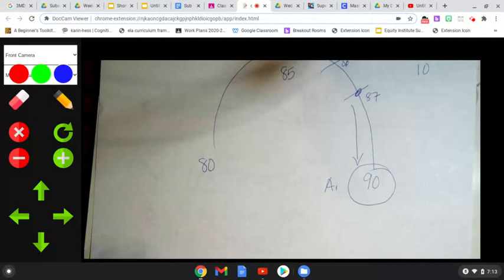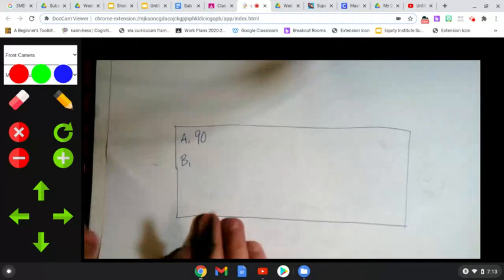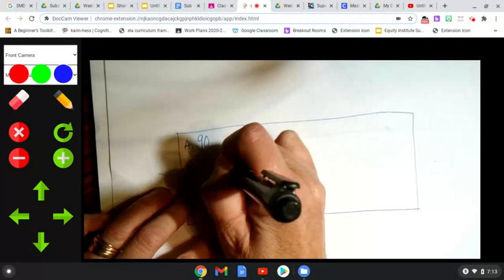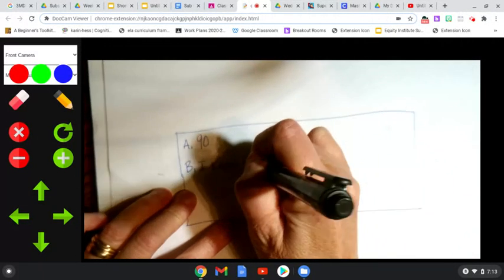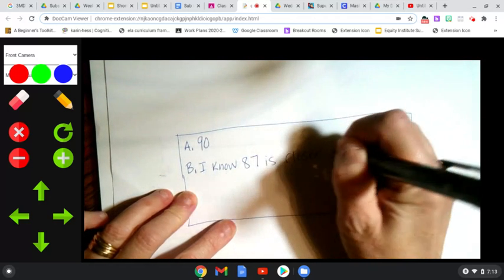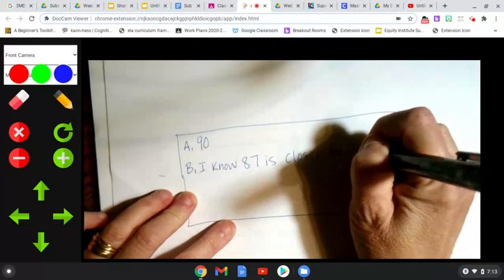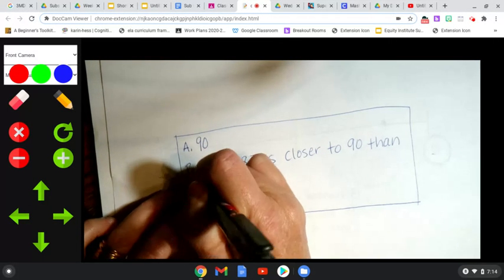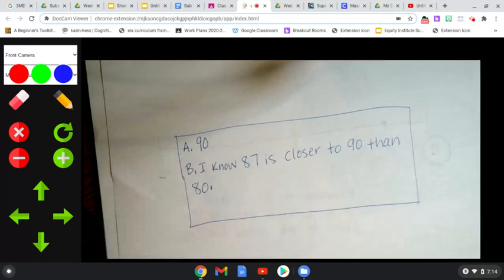I'm going to type that. And I'm just going to write it. I know 87 is closer to 90 than 80. And I'm done with B. That's all I had to do. So you're going to be doing the exact same thing today and just practicing that.